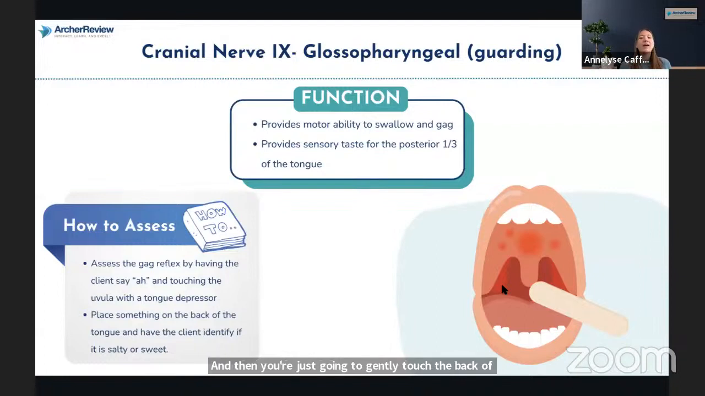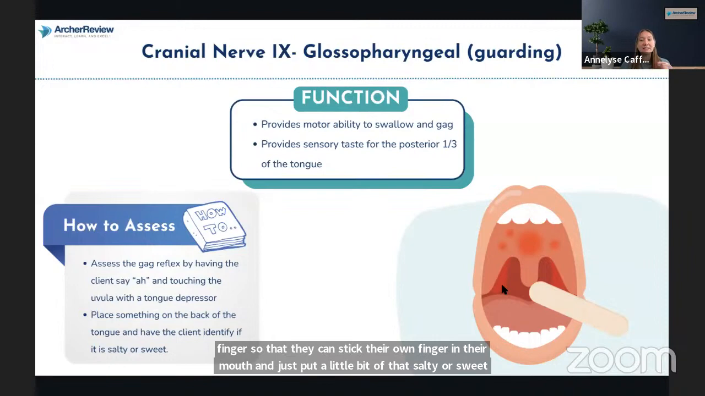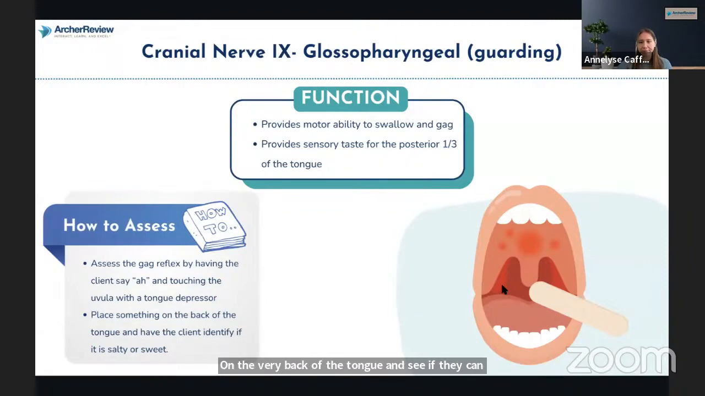Then, of course, with sensory, it's just like you did for cranial nerve 7. Have them stick their tongue back, and then usually I'll have them put it on their finger so that they can stick their own finger in their mouth and just put a little bit of that salty or sweet on the very back of the tongue and see if they can taste and differentiate that.